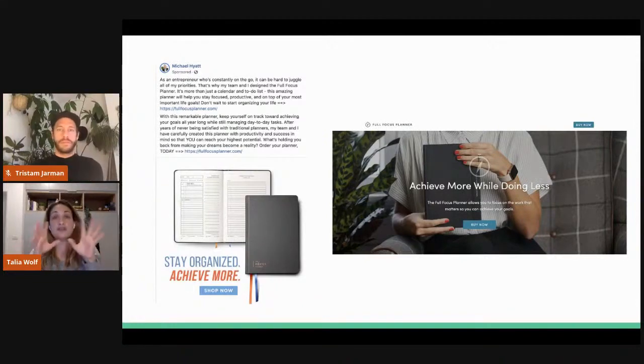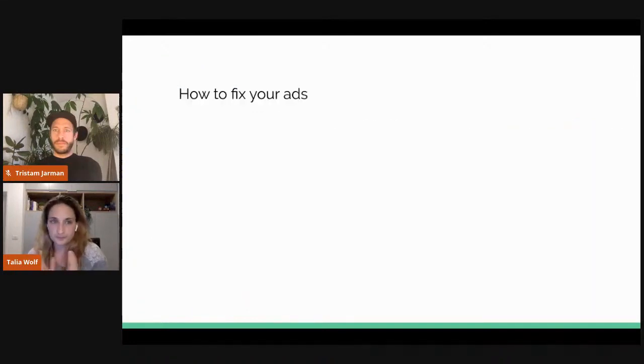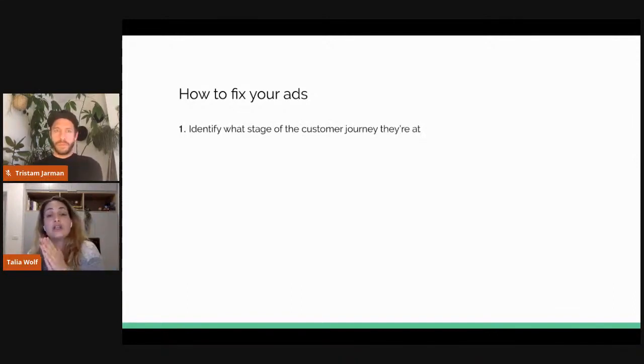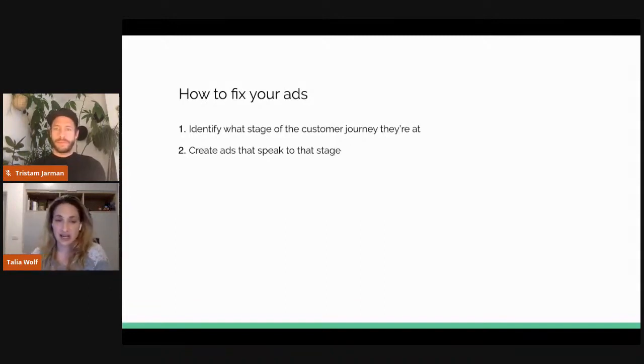So to fix this specific problem, if you have it, there's a few things that you can make sure of. Okay, so how to fix your ads. Number one, identify what stage of the customer journey people are at. To do that, you can actually look into the keywords that people are using. You can look at the traffic source that people are using. You can use the keywords that people are searching on your website itself. And number two, you can then create ads that speak to that stage. So here are two questions that you can ask yourself before you start creating an ad.